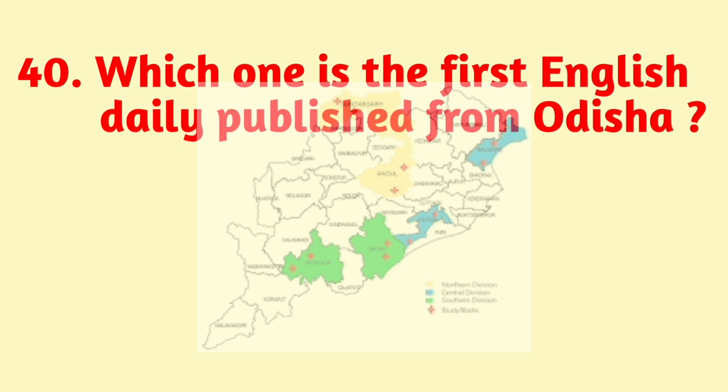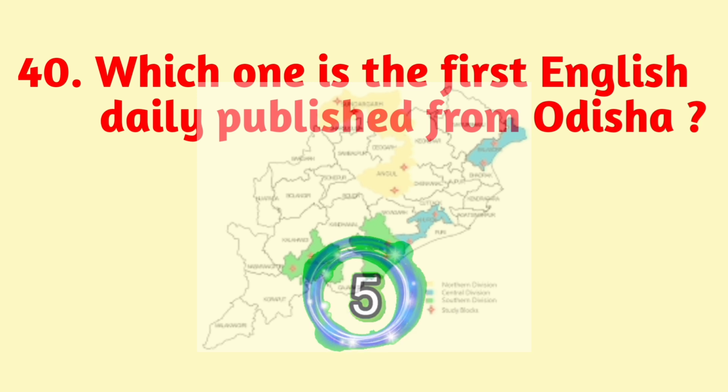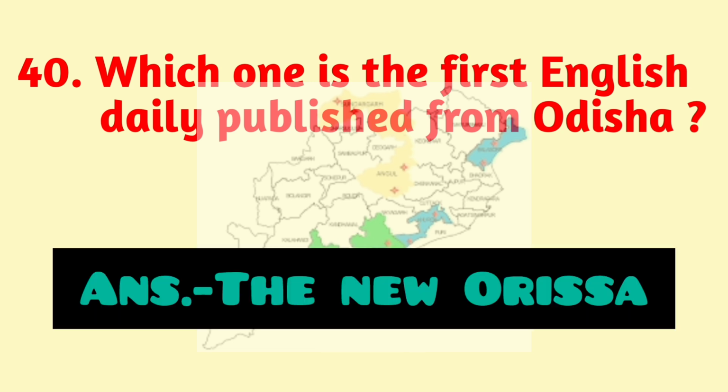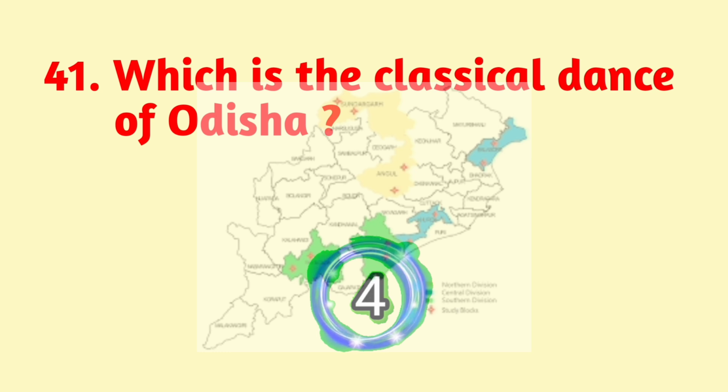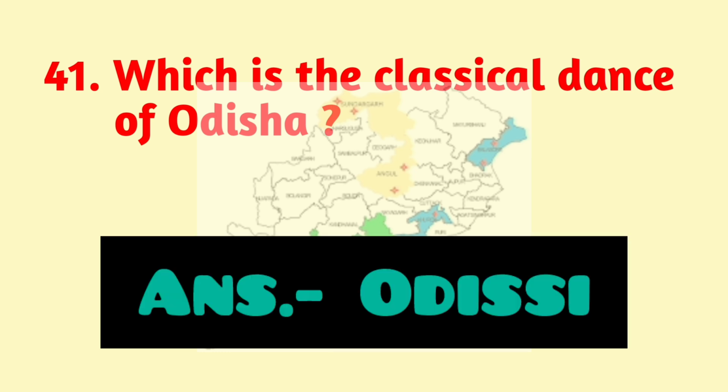Question number 40. Which one is the first English daily published from Odisha? The answer is The New Odisha. Question number 41. Which is the classical dance of Odisha? The answer is Odissi.